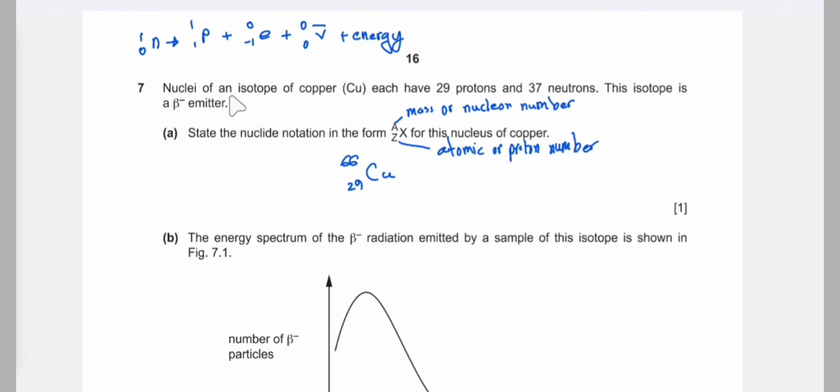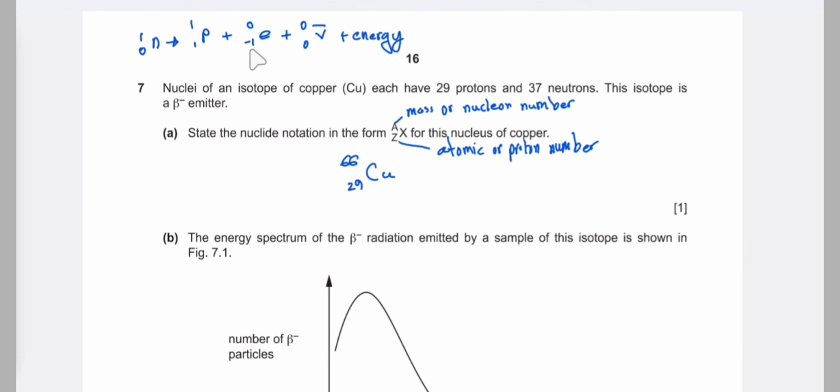Question number 7. Nuclei of an isotope of copper has 29 protons and 37 neutrons. The isotope is a beta minus emitter. And what happens in beta minus decay? In beta minus decay, a neutron changes to a proton. A beta minus particle is emitted, and with the beta minus particle, an antineutrino is emitted. With a positron or beta plus particle, a neutrino is emitted.